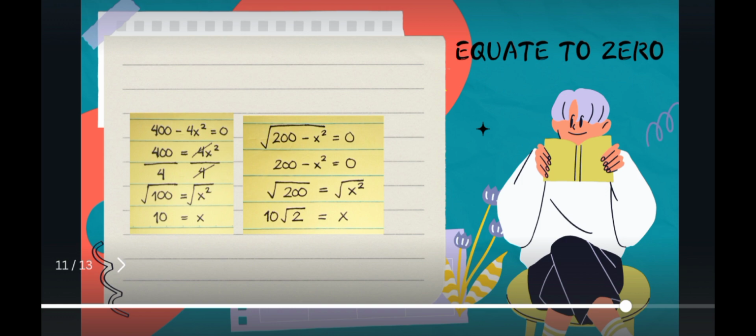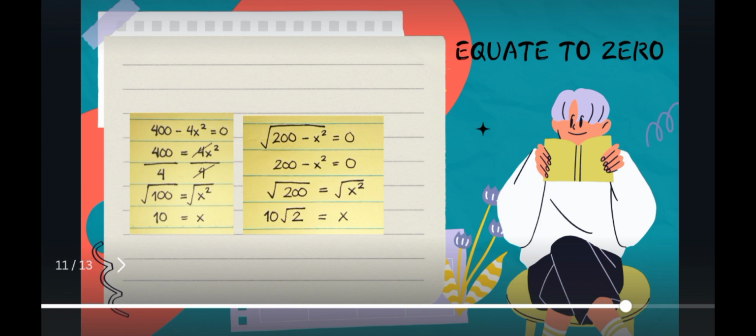And the second equation, square root of 200 minus x squared is equals to 0. We will get the square root of both sides, so it will become 200 minus x squared is equals to 0. Next, transpose negative x squared on the right side, so the sign will become positive. After that, we will get the square root of both sides, so the square root of x squared will be x, and the square root of 200 will be 10 square root of 2. So, there are two values of x that we got.